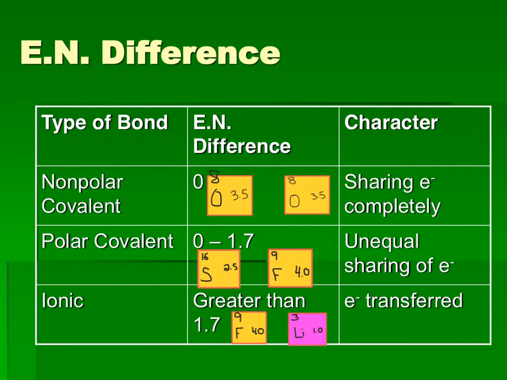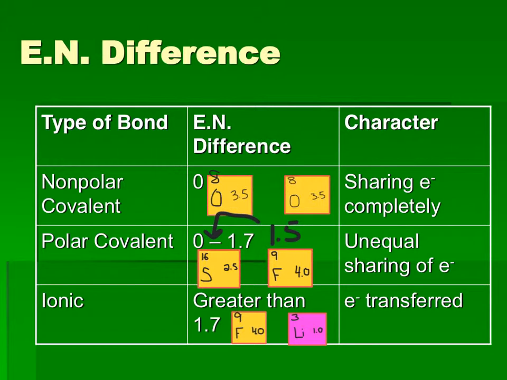In a polar covalent bond, the difference in electronegativity is between 0 and 1.7. For the most part, this is going to be two nonmetals, and that is an unequal sharing of electrons. Electrons are still shared, but not equally. So that would be if you had sulfur and fluorine bonded together. Sulfur has an electronegativity of 2.5, fluorine has an electronegativity of 4.0. The difference between them in this case is going to be 1.5. Since that falls within this range of 0 to 1.7, these are going to be considered polar covalent bonds.